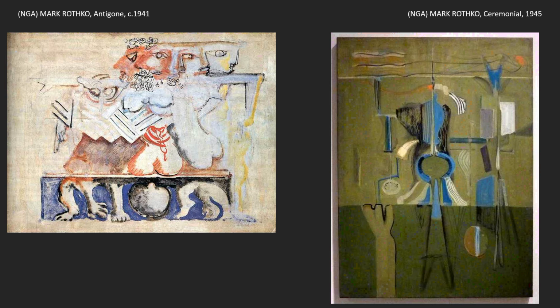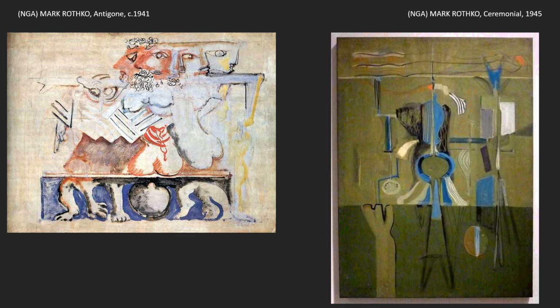Now we're going to look at two more abstract expressionists, one in a little bit greater detail, partly because I just like him and I'm in the position where I can do that sort of thing. But also I think he's really more influential and important as a painter. And that's Mark Rothko. He's a Russian immigrant to America.